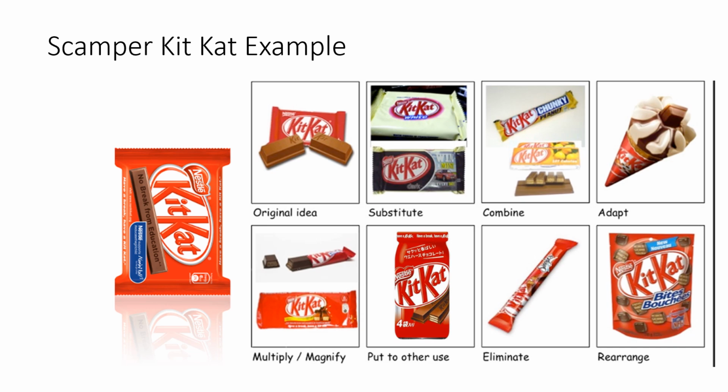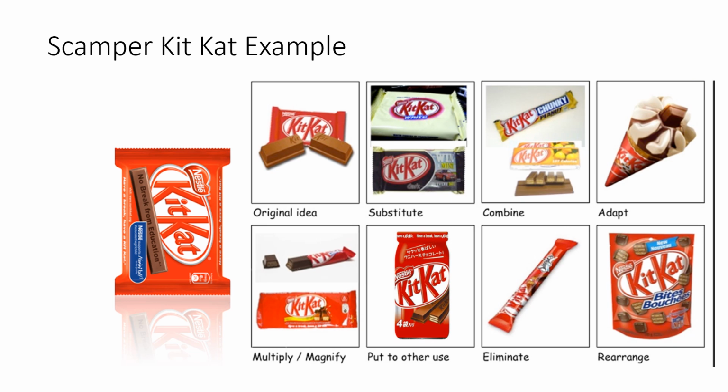I have been to Japan many times. Kit Kat combinations are common there. There's a green tea Kit Kat. You can adapt the Kit Kat into an ice cream cone. You can multiply or magnify, so we can make it an extra large Kit Kat. We can make it a singular stick of a Kit Kat.